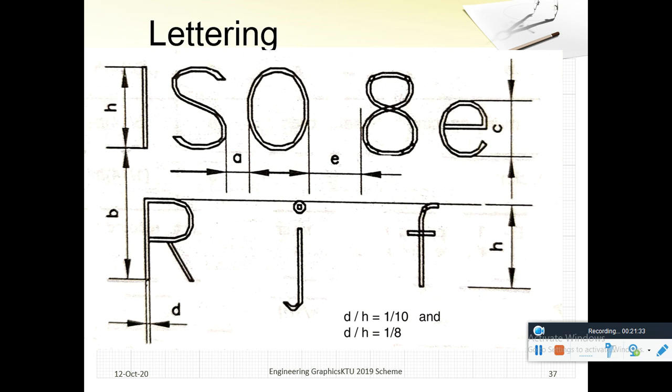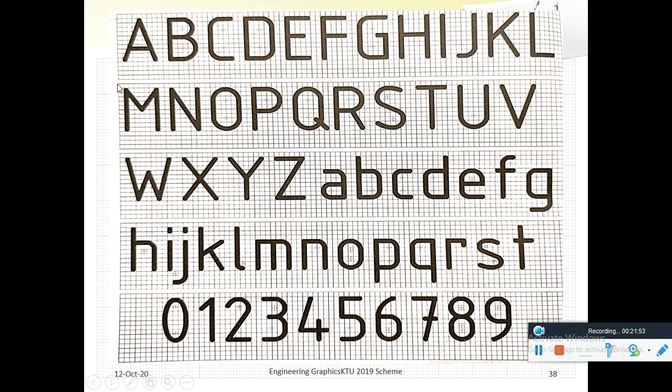It shows the 2 types of letters. D is the thickness of the letter and H is the height of the letter. And D by H is 1 by 10, 1 by 8 and 1 by 14 is also there. The letters are marked on a graph sheet.